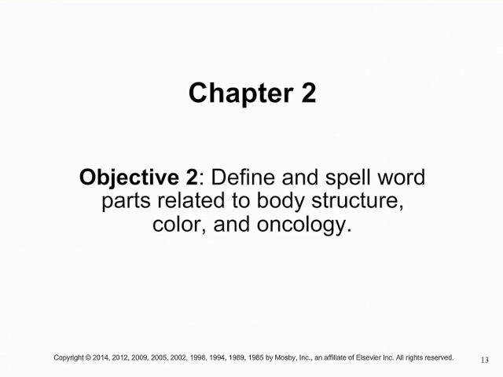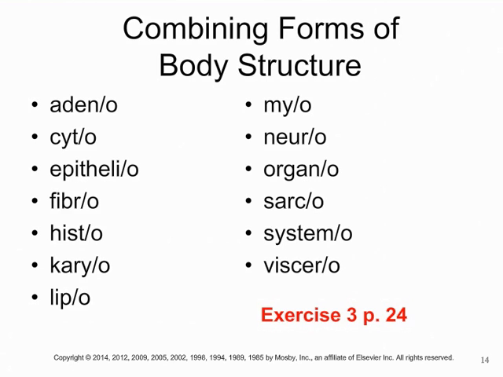We learn all of those word parts first, and then we actually get into the diseases and disorders that combine those together. In your note cards, the combining forms are all a part of the flashcards, as well as the prefixes and the suffixes. So this is the first group of combining forms of body structure.